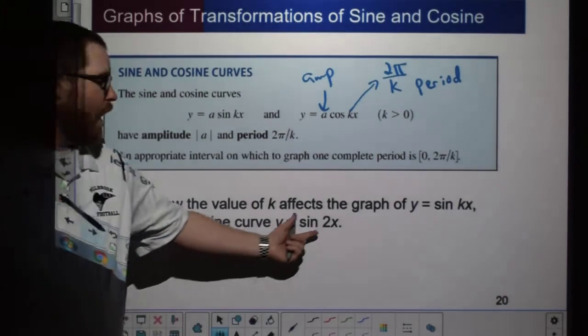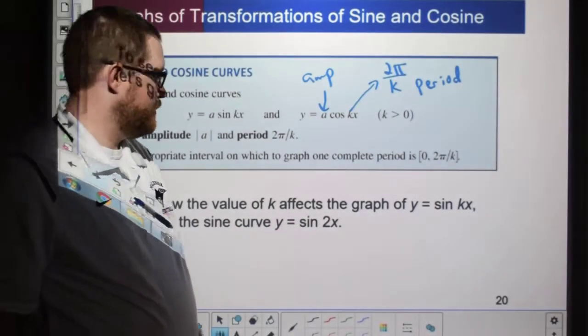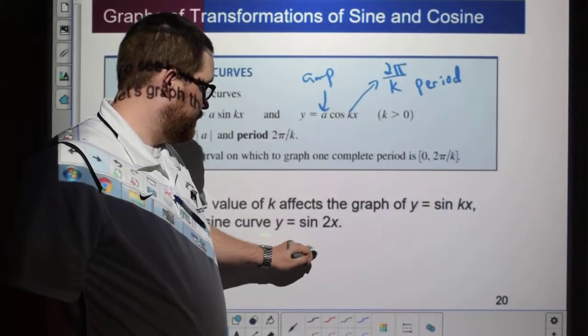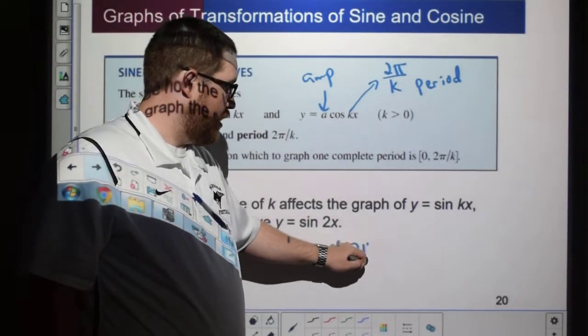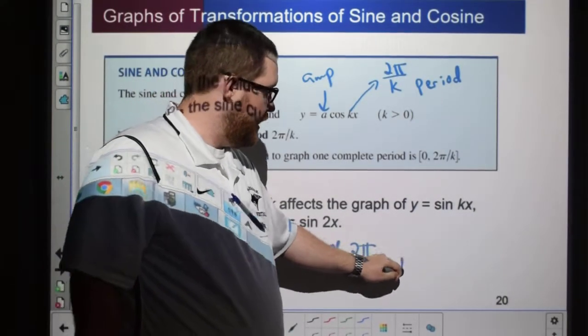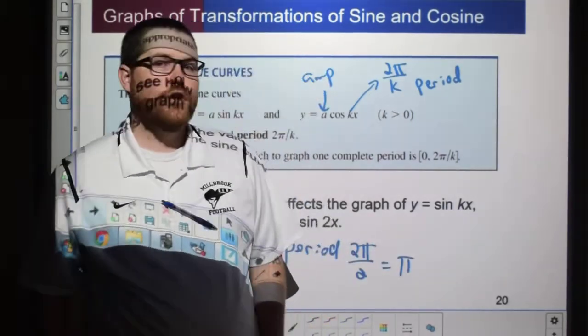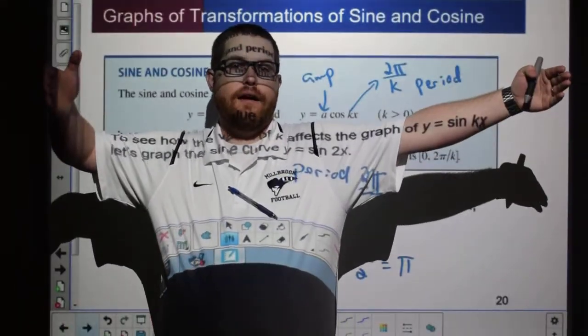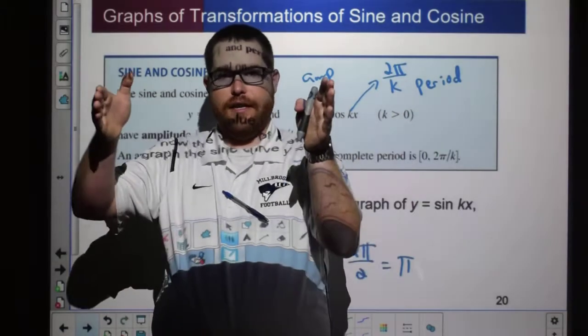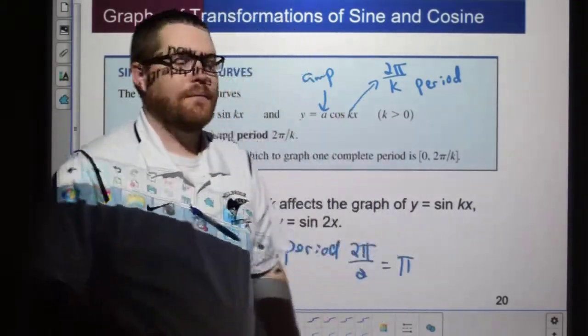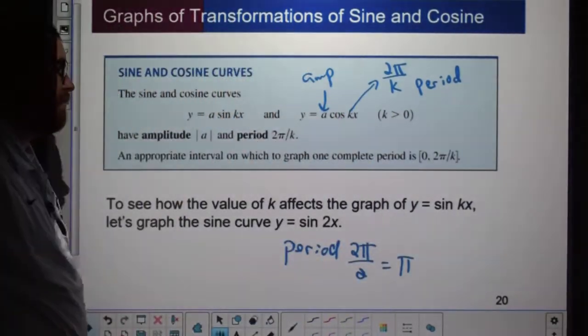So if I had y equals sine of 2x, what's the period of that guy? Well, it's 2 pi over 2. So now the period is pi. In other words, I took what used to take 2 pi to happen, and now I'm going to shrink it down to happening in only pi. I'm compressing it horizontally by a factor of 2.